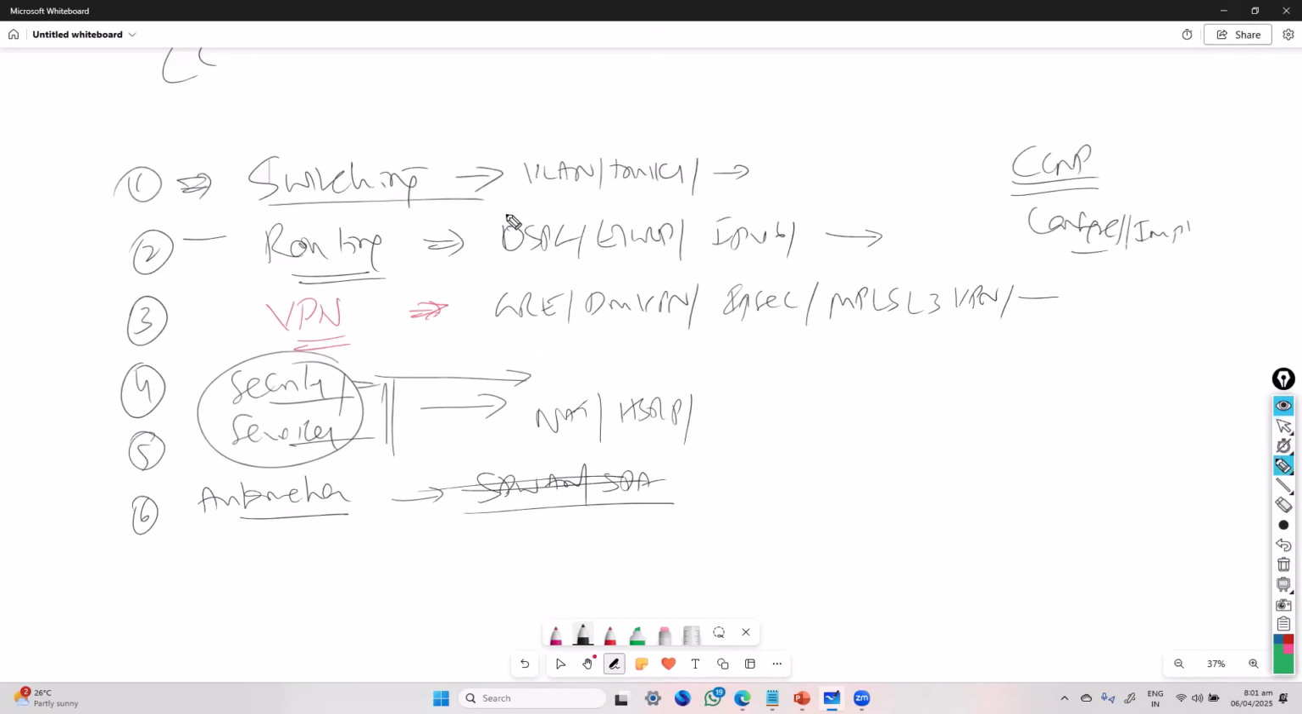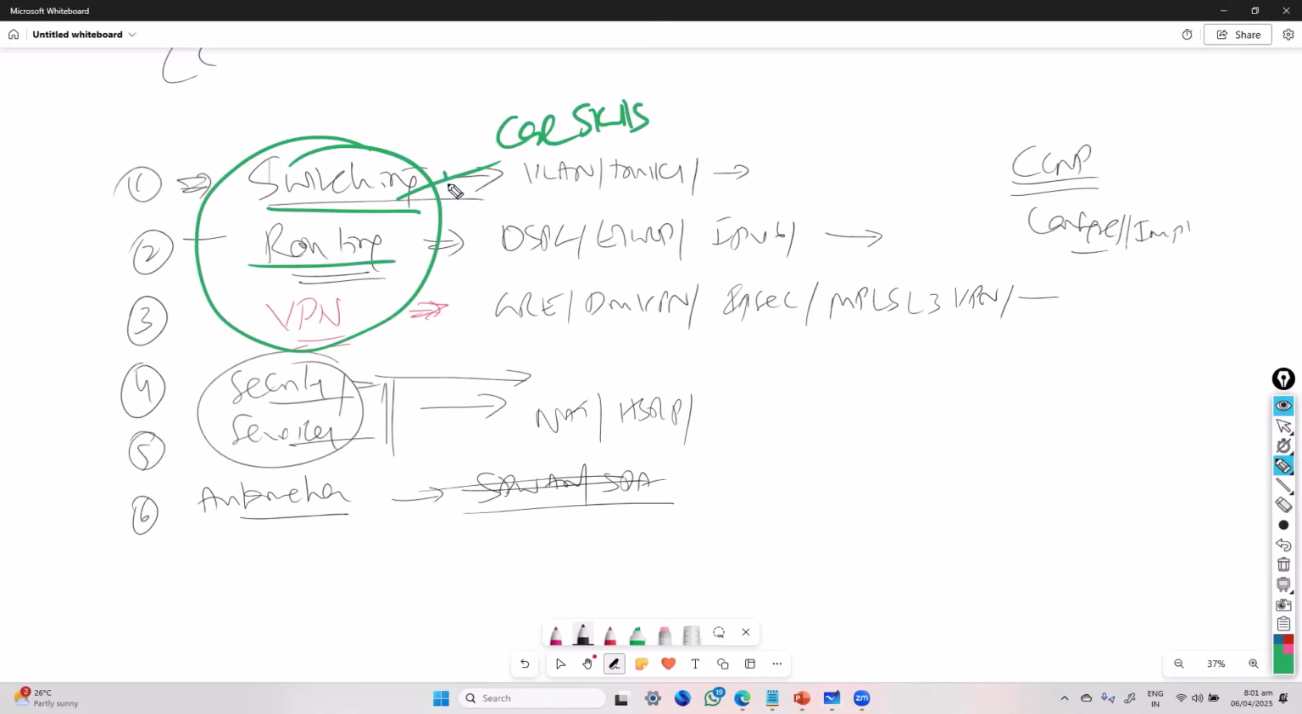So when it comes to CCNP, these are the three main core skill sets. Routing and switching are the first and the second, and the third important one is VPNs. This is more about the WAN connections, or the virtual private network WAN connections.